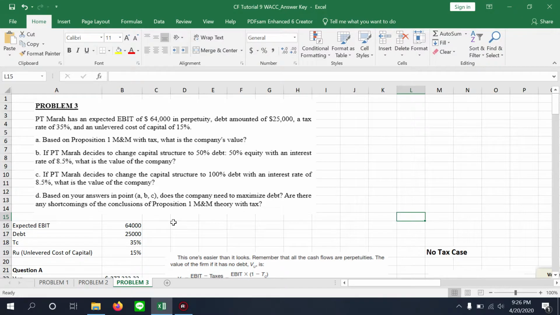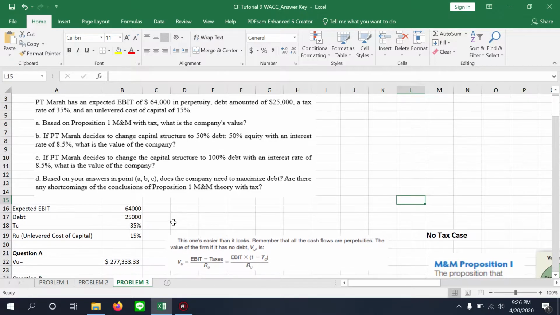Basically, just read it. If you still don't understand, you can ask us through WhatsApp, because this needs intensive reading and applied practice for you to understand why the M&M proposition is really significant in finding the perfect balance of capital structure of your company.